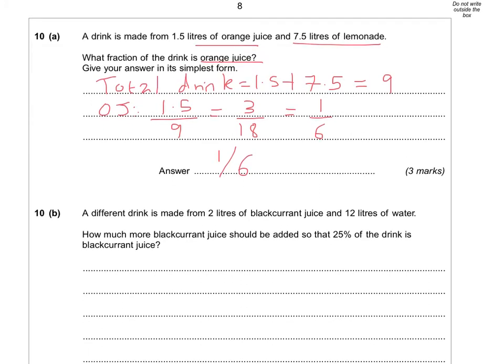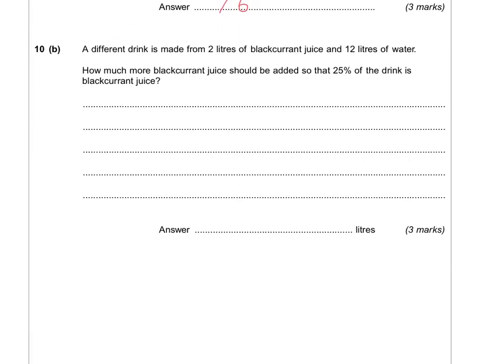Part B. A different drink is made from 2 litres of blackcurrant juice and 12 litres of water. How much more blackcurrant juice should be added so that 25% of the drink is blackcurrant juice?